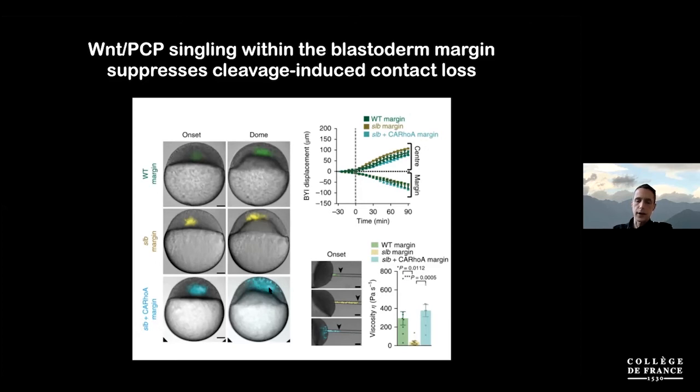So this and a number of other experiments indicated that indeed the activation of Wnt PCP signaling within the margin of the blastoderm makes sure that this region of the blastoderm is not fluidizing, while fluidization is then restricted to the blastoderm center.